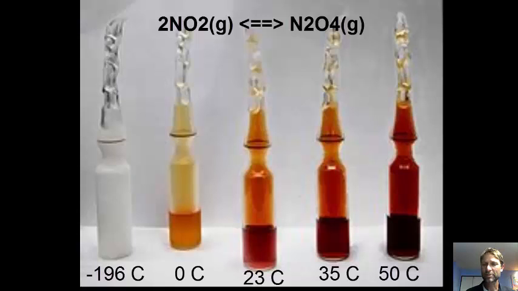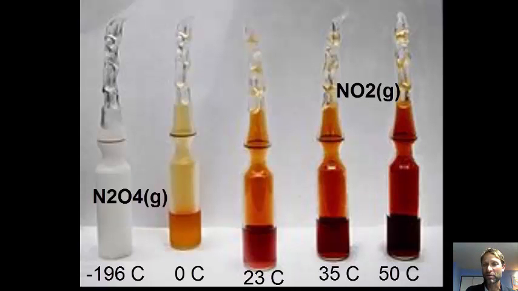So NO2 is a very interesting gas. It forms an equilibrium with N2O4, and that equilibrium is dependent on temperature. As you raise the temperature, you favor more NO2. You can see the NO2 is the higher temperature form, the dark brown, and the N2O4 is colorless, and it favors the lower temperatures.